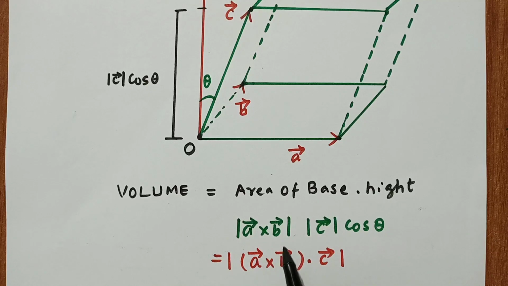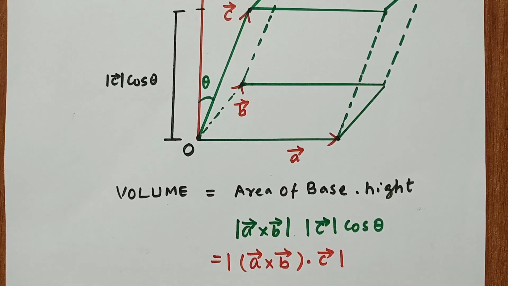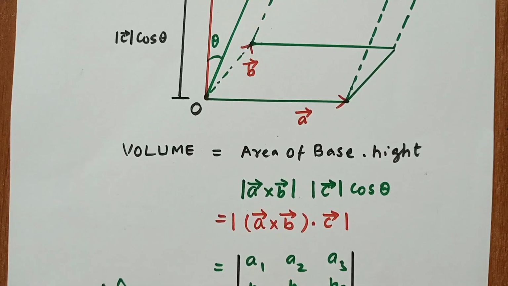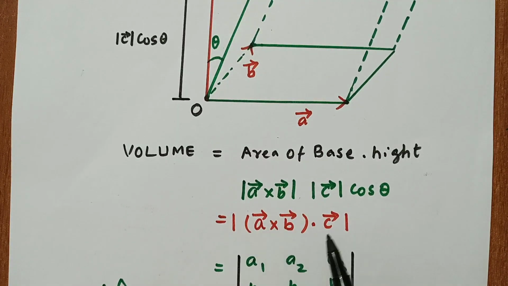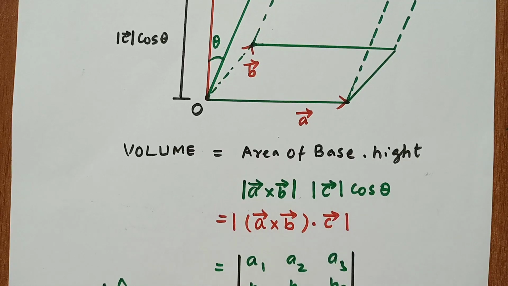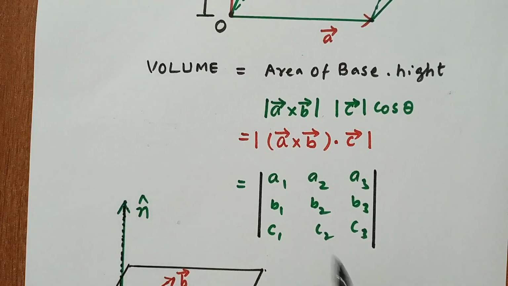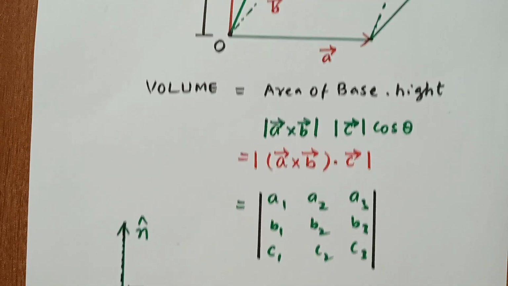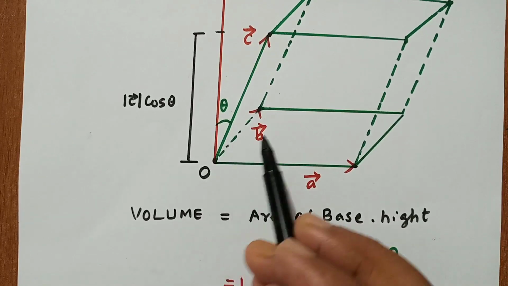So this is A cross B times C cos theta, and this can be written as A cross B dot C, because A cross B is a vector and C is a vector, so the dot product of two vectors is a scalar quantity. This can be written in determinant form. So this is the interpretation of three vectors.